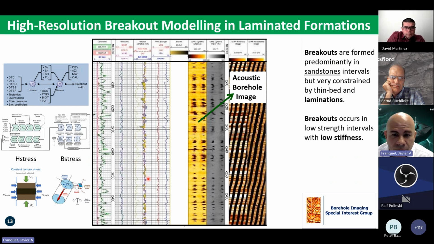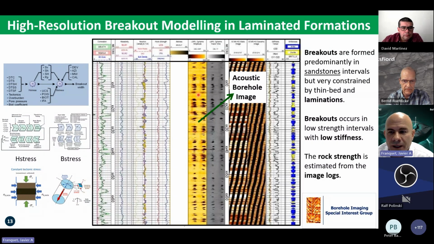So the breakouts are happening in the low strength rock, and that's consistent with our intuition that the breakouts happen in the weak rock, like here, for example. This is the friction angle. So essentially, it's a low friction angle, low density, low UCS. And when the UCS is high and the friction angle is high, then there is no breakout. So this is coming to our basic intuition.